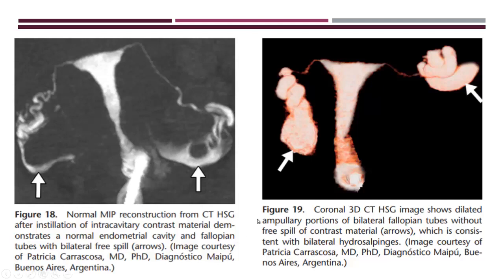This is another case showing bilateral hydrosalpinx on CT, coronal 3D reconstruction, and it is very nicely delineated on MIP, and we can see also the mucosa of the fallopian tubes. The merit of CT is we can see the extraluminal component. If there is a fibroid or something, we can see it on CT also.